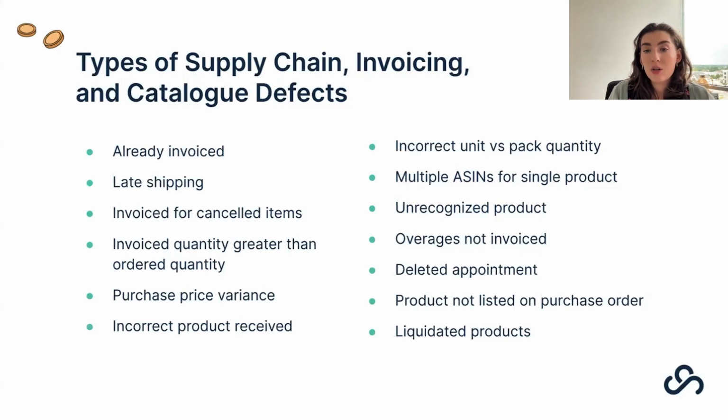Another thing is incorrect unit versus pack quantity. Other things are multiple ASINs for a single product. That's just kind of another catalog defect. An unrecognized product. For some reason, it's not necessarily connected to any of the labeling. Overages are not being invoiced, so there's no invoice for an overage. So something that's sent, inventory that's sent over the capacity that Amazon requested.